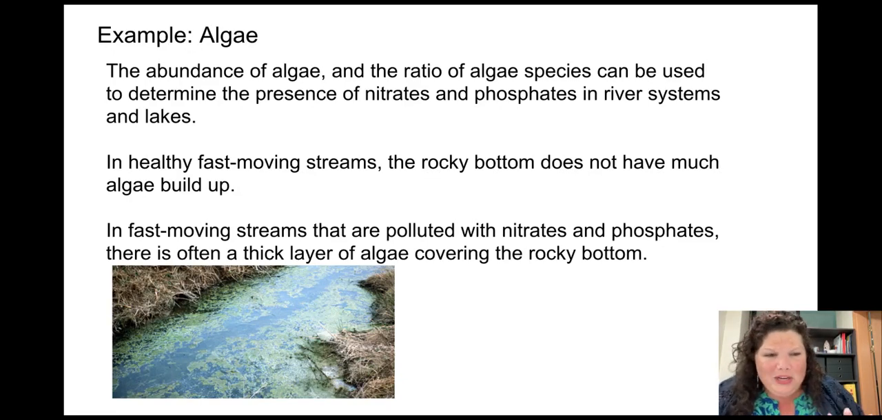You should never go into a pond or a stream and see tons of algae on rocks on the bottom of the stream. That means that there's a presence of nitrates and phosphates, too many nutrients in that river system or in that lake. If we have fast moving, healthy moving streams, we shouldn't have that algae buildup. So it's a way for us to understand the pollution in that stream.